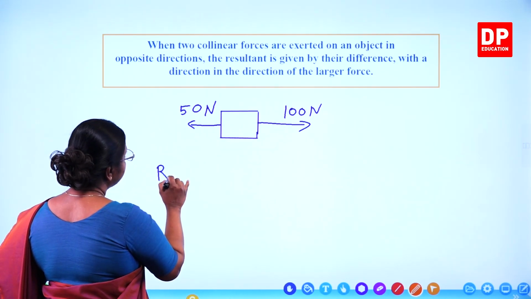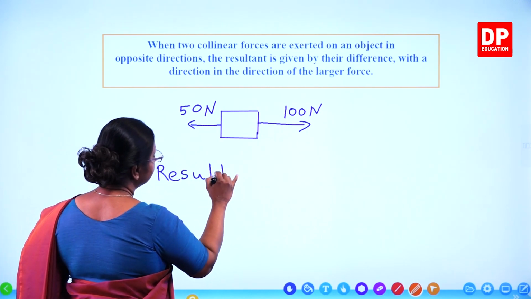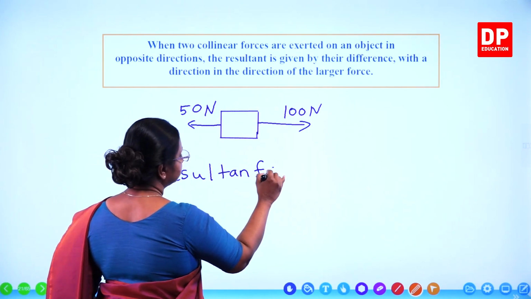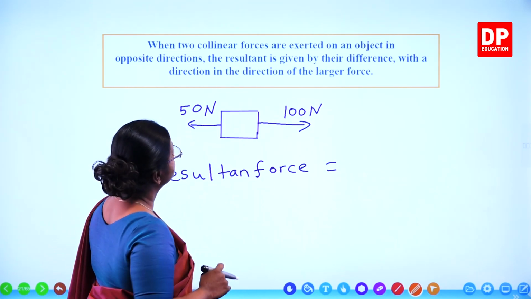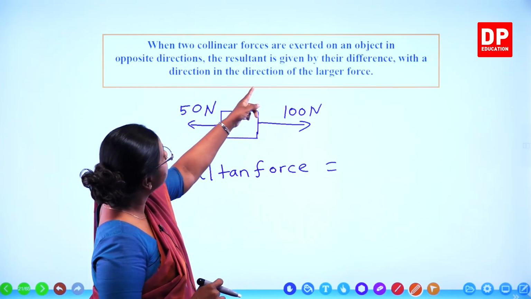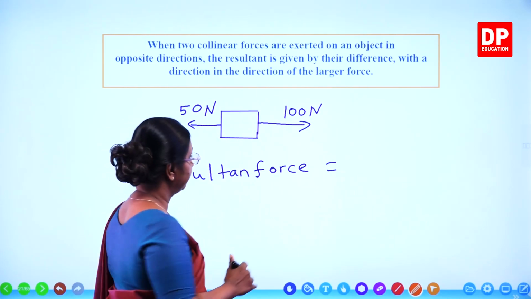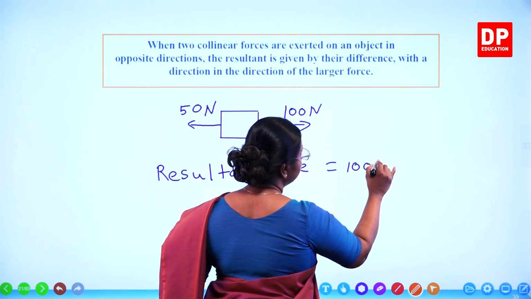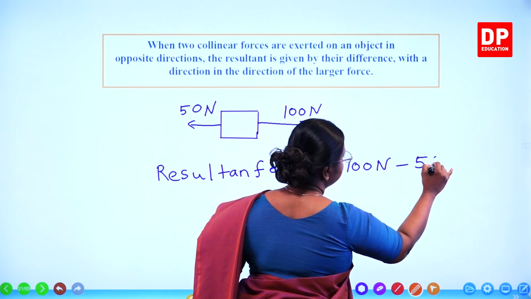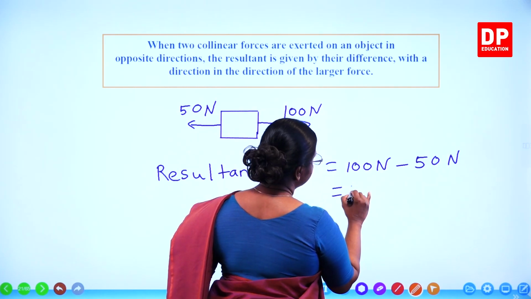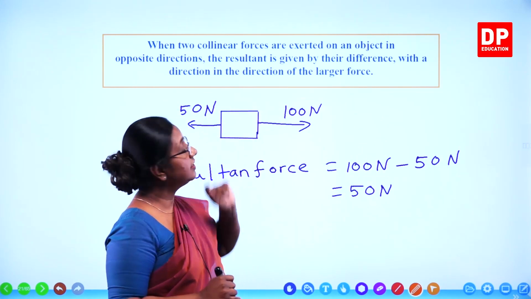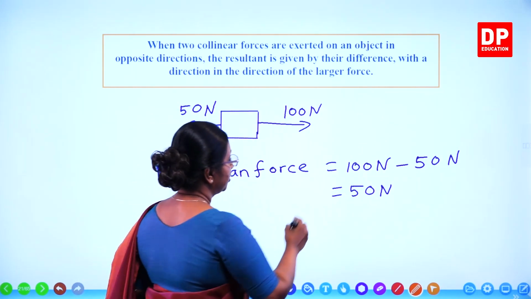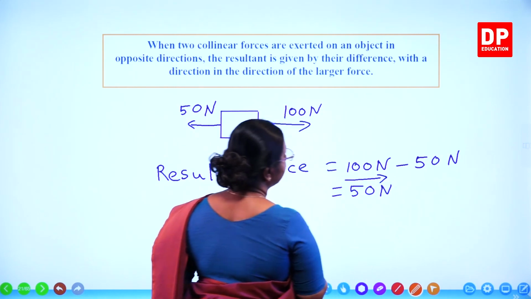So if we try to find the resultant force, it has to be the difference. So here you can see the resultant is given by their difference. So 100 Newton minus 50 Newton. That is going to be 50 Newton. And with the direction in the direction of the larger force. So direction is going to be this way.